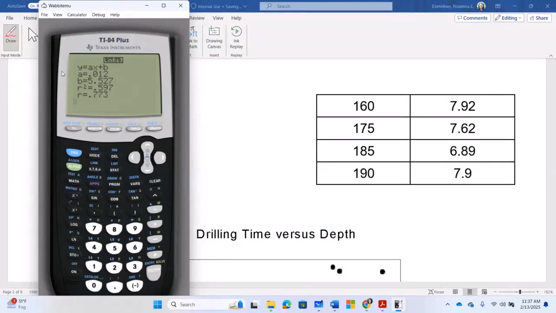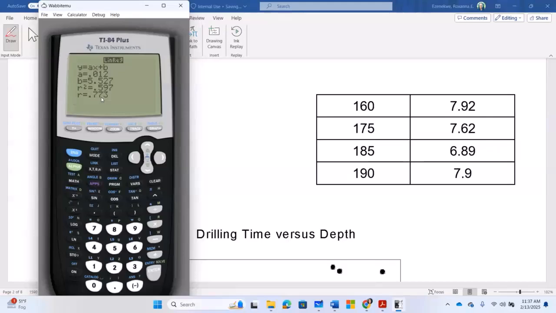The kind of equation I'm drawing is the slope-intercept form with the slope equal to 0.012. The y-intercept is 5.527. The coefficient of determination, r squared, is 0.597. The coefficient of correlation is 0.773. Okay, now I can write everything that I am given down.